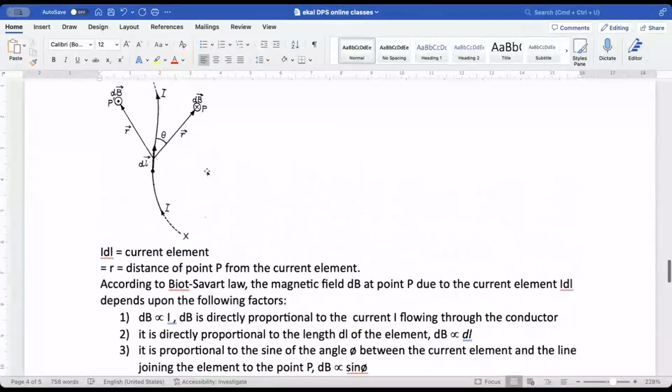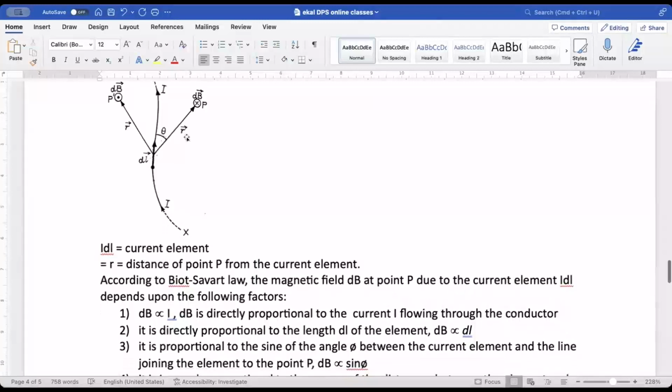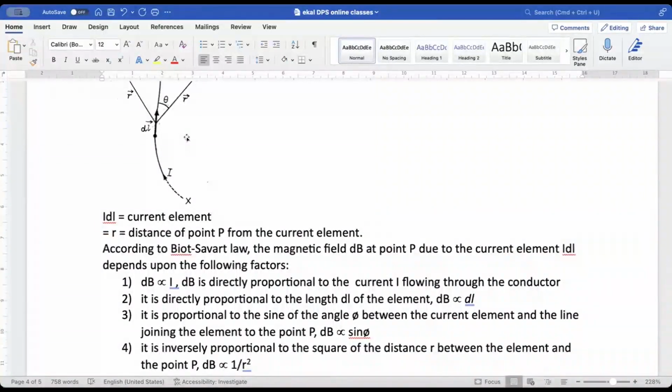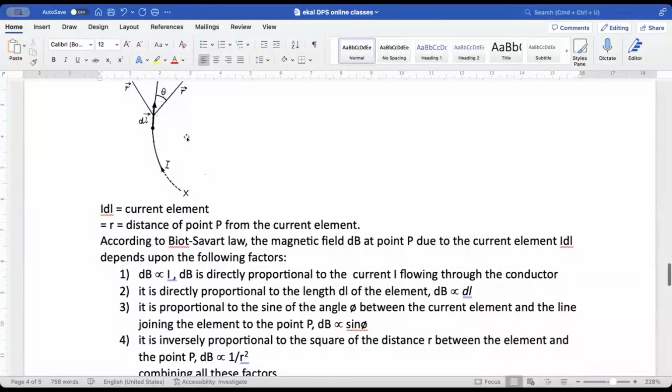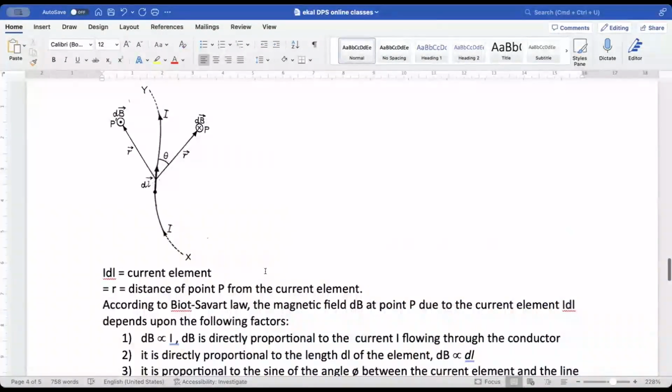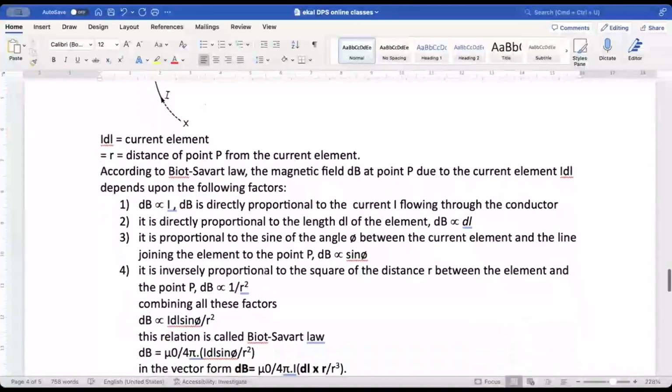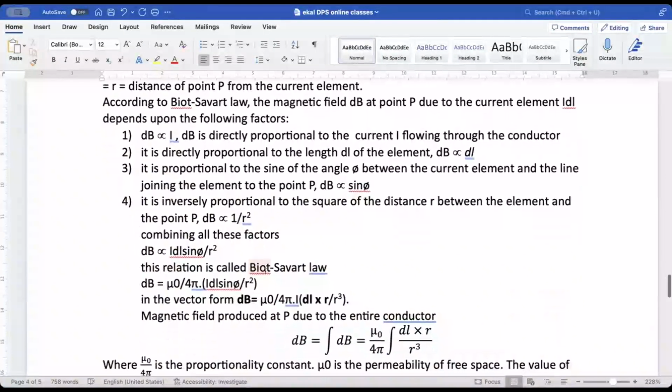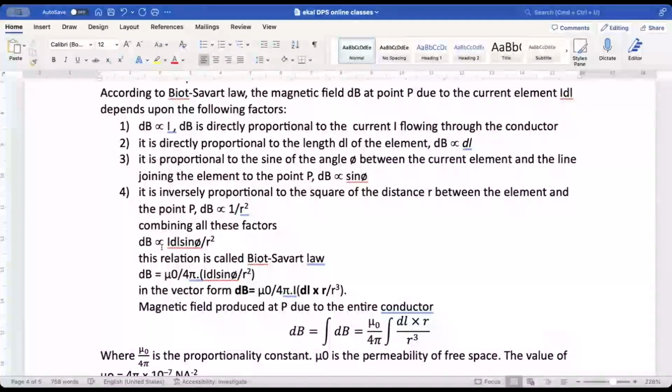Then it is proportional to the sine of the angle between the current element and this point P, sine theta. And then it is inversely proportional to the square of the distance between the point P and the current element. When we combine all these, we get the magnetic field is proportional to I dl sine theta by r square. And this is called the Biot-Savart law.